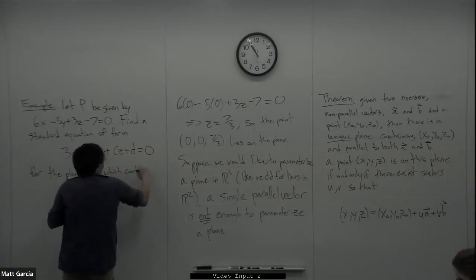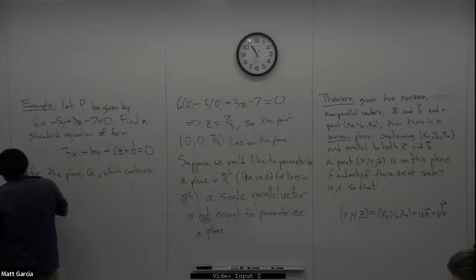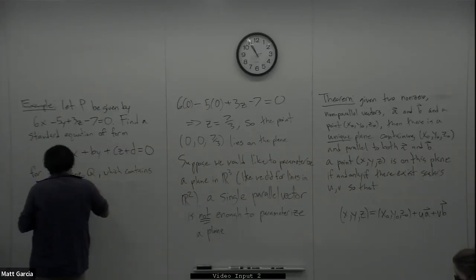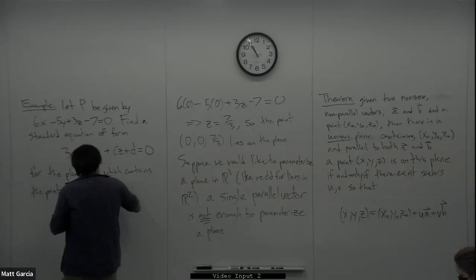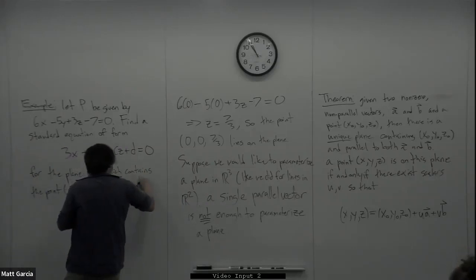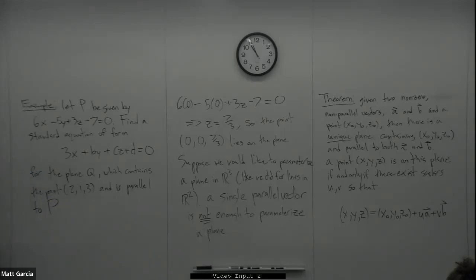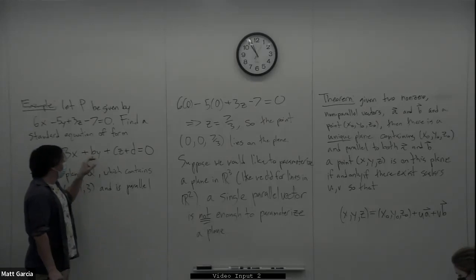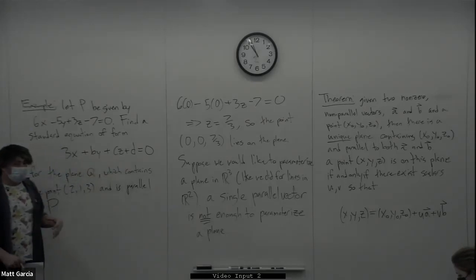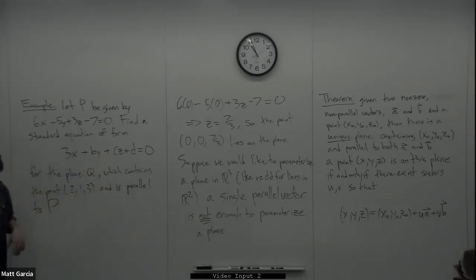which contains a point 2, 1, 3, and is parallel to the plane capital P. Okay, so I'm giving you a lot of information here, but I'm ultimately just trying to find the coefficients B, C, and the constant term D, such that I necessarily contain this given point, and I want to simultaneously be parallel to the plane P.